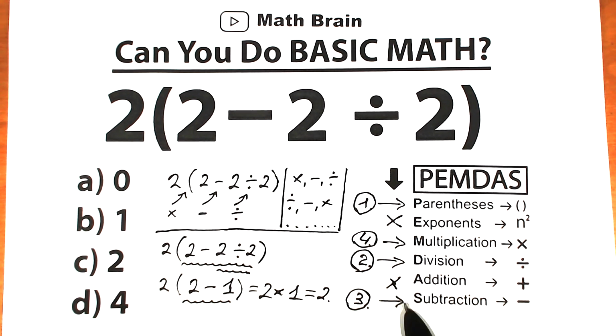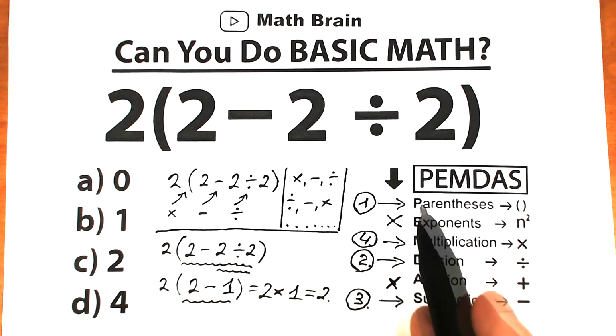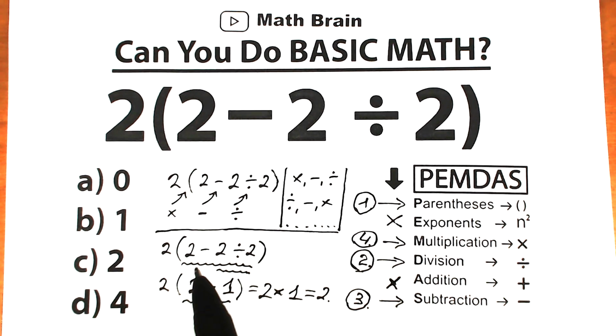So this is my explanation of this challenge. Here's our PEMDAS: first of all, parentheses; inside the parentheses, first division, next subtraction; and the last step is multiplication. So this is option C.